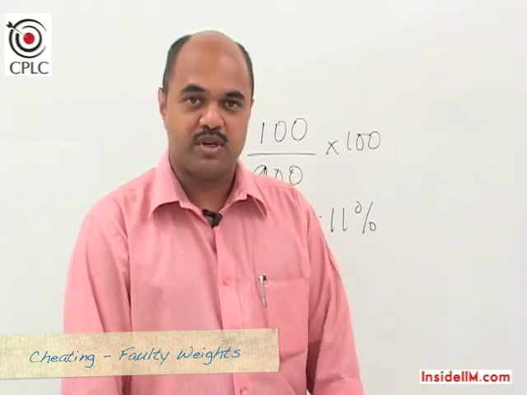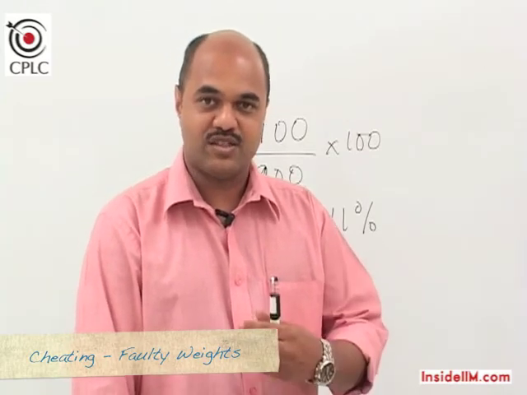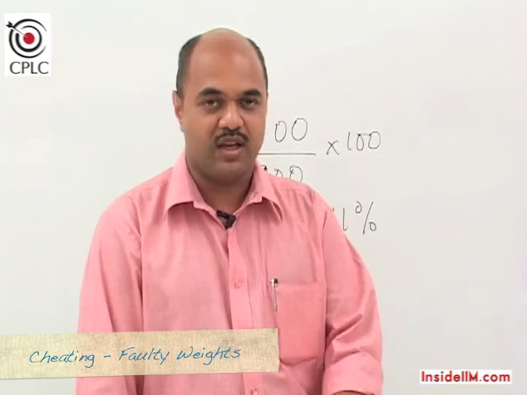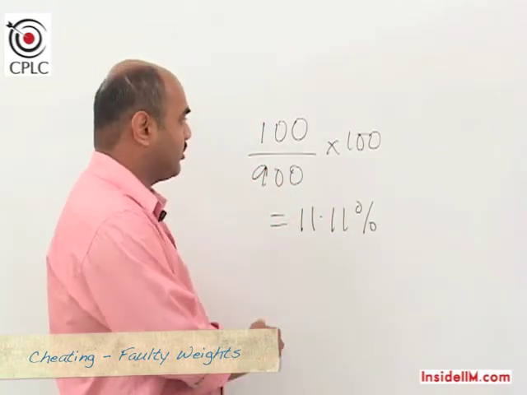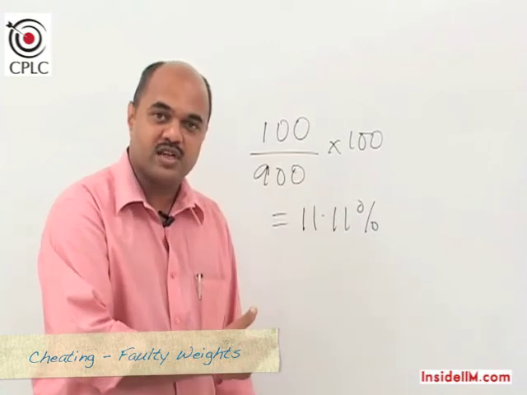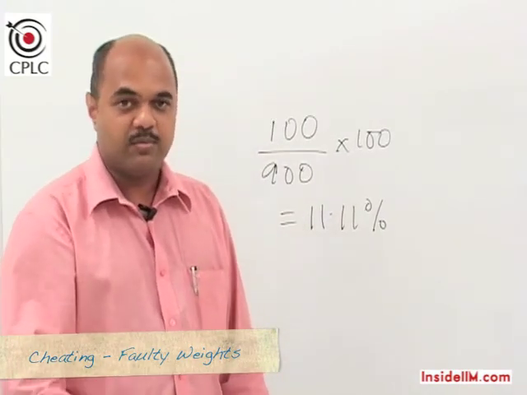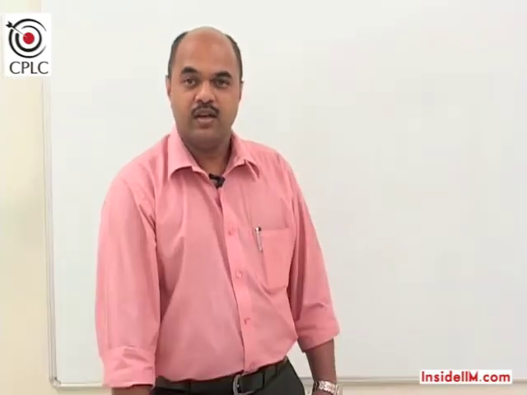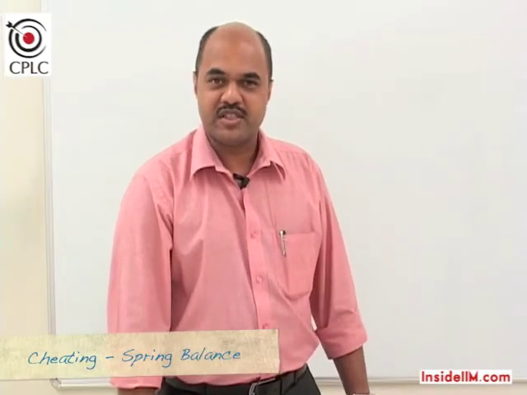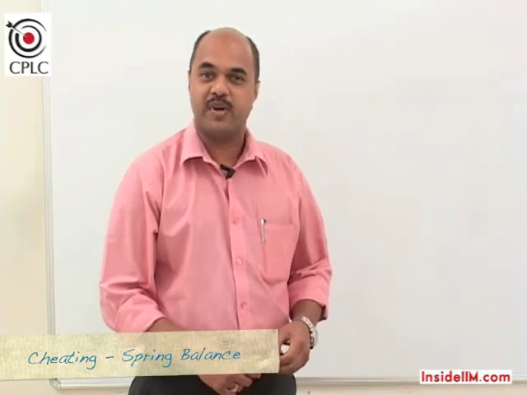So when a shopkeeper uses faulty weights and sells lesser than what he's claiming to sell, he's going to make a profit. And how do we calculate the profit percent? Again, whatever is the quantity gained divided by the quantity sold multiplied by 100. A slight variation of this example of faulty weights could be if the shopkeeper is using a spring balance.